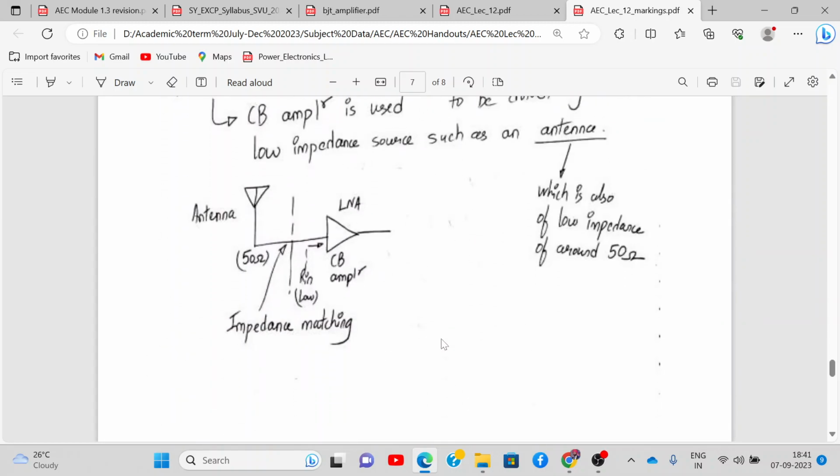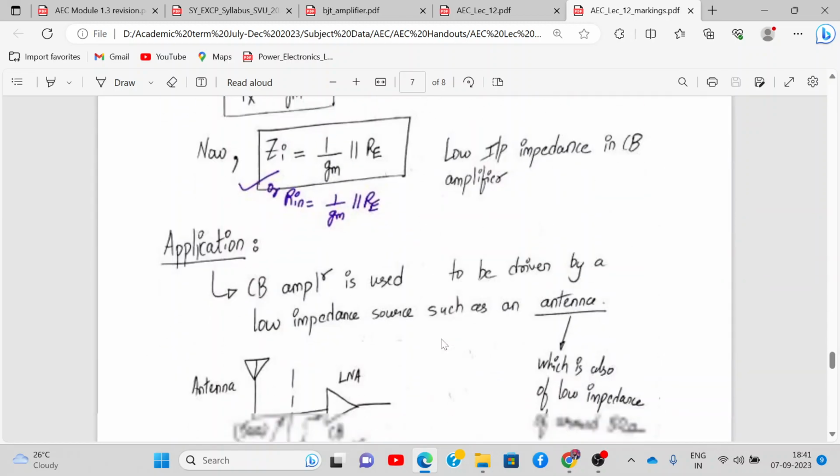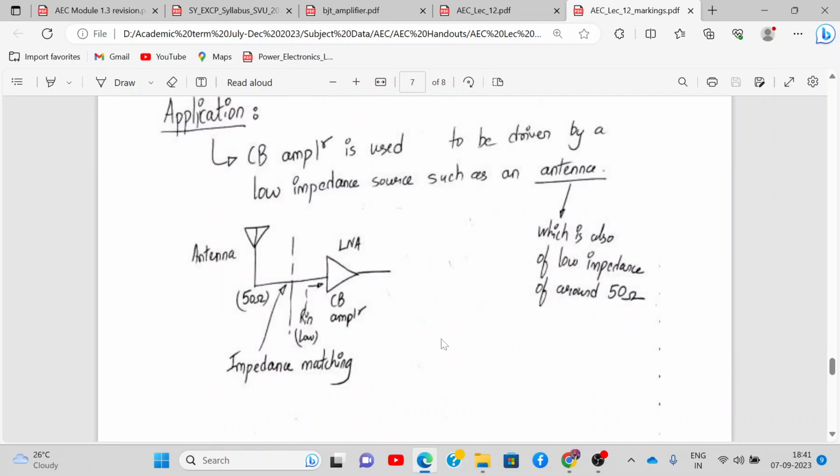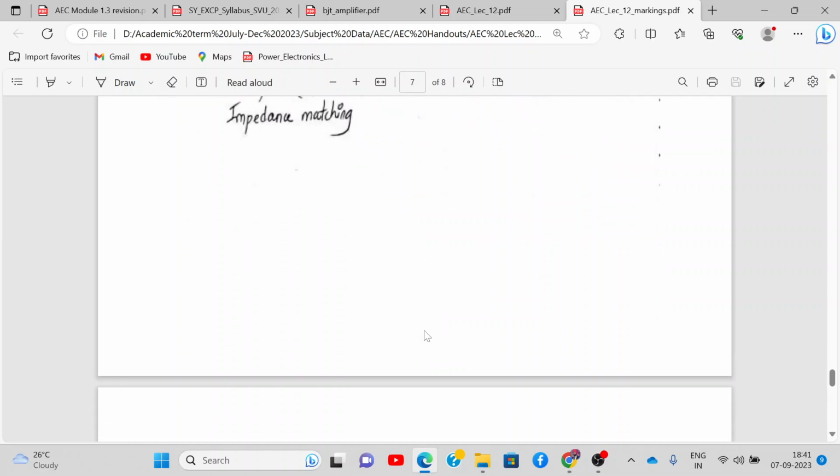Okay, then its application is that it's used to drive a low impedance source such as an antenna. An antenna has a low impedance, and the input impedance of a CB amplifier is also low, so there will be impedance matching and the signal will pass as it is without any loss. So it's used in case the input source has low impedance.